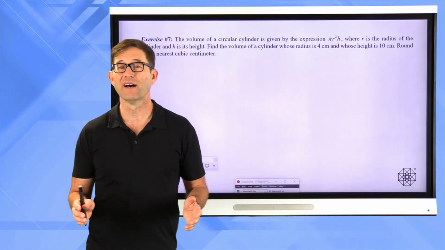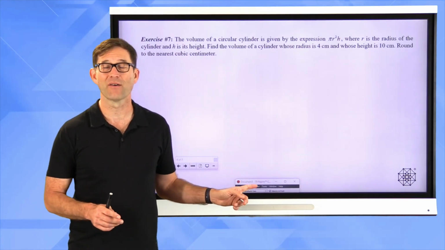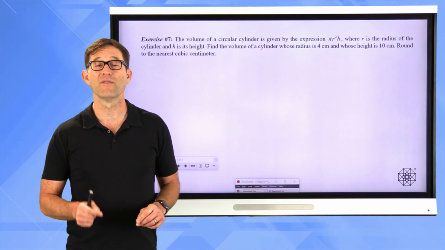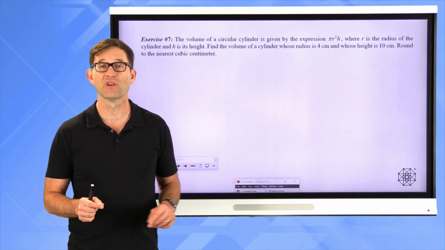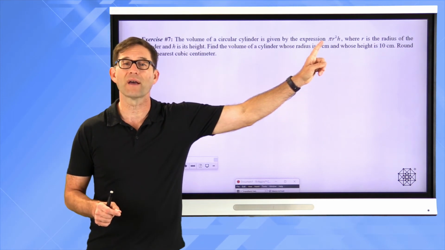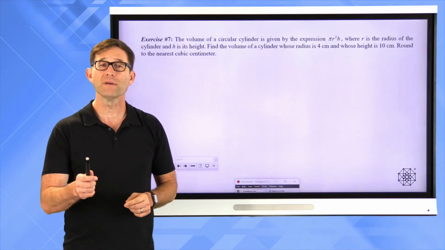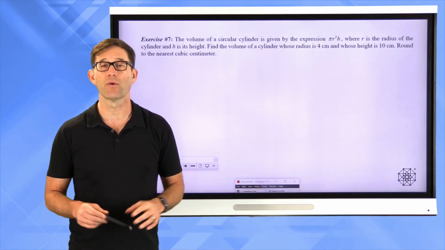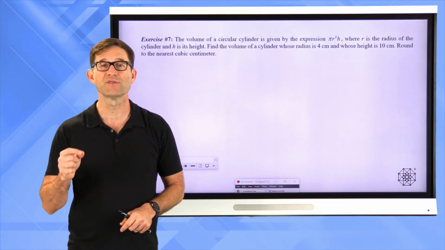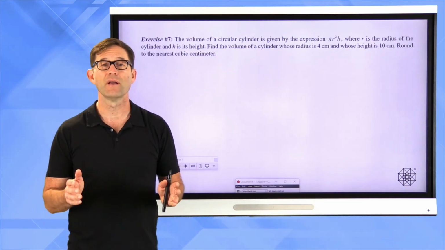So all throughout this lesson, I haven't touched my TI calculator, but here I'll need it a little bit to figure out what the value of this expression is because it involves the irrational number pi. Pause the video now and see if you can figure out what the value of the volume of this circular cylinder is to the nearest cubic centimeter.